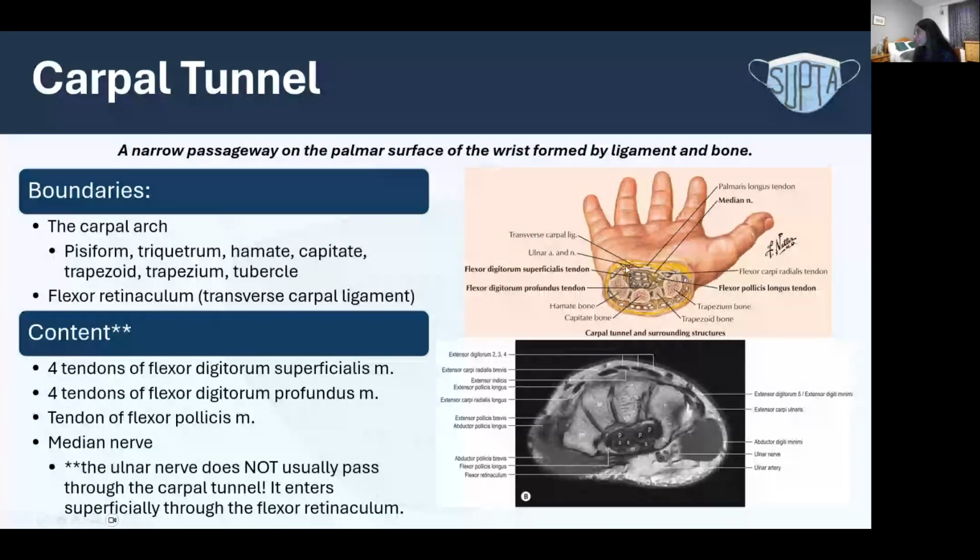Look at where the ulnar nerve is. Look at where the flexor retinaculum is. The ulnar nerve is right there, and the sheath is covering right there. So it passes superficially to the sheath. Okay, and that is important to remember, because if there is carpal tunnel syndrome, it's most likely the median nerve and not the ulnar nerve. If the ulnar nerve has been damaged, then you'd start to consider other pathologies.